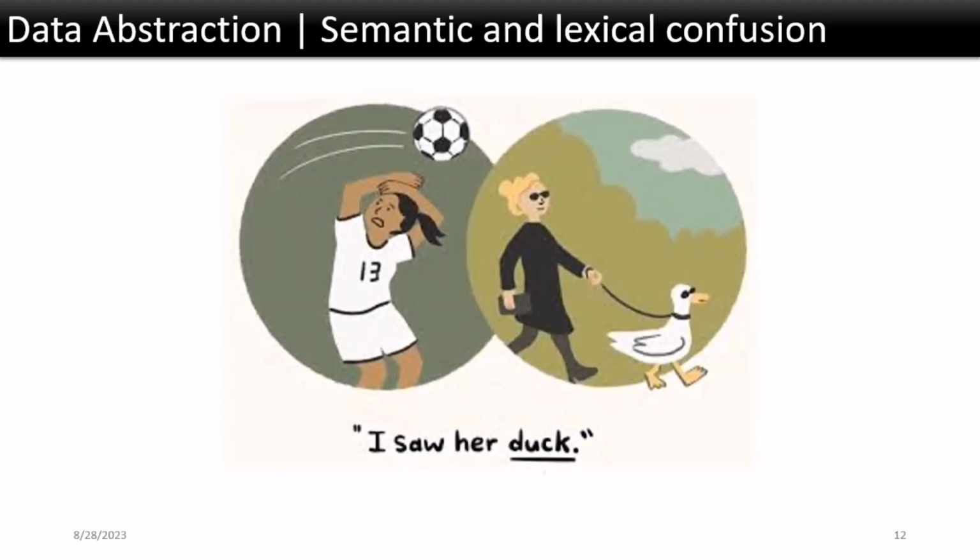No. Ashwini said her friend got a duck in the game. She didn't get a real duck. In terms of game, it means she got out. That's the difference. So lexical and semantic confusion is a prime problem in abstraction.